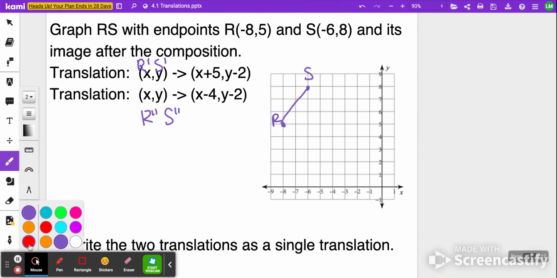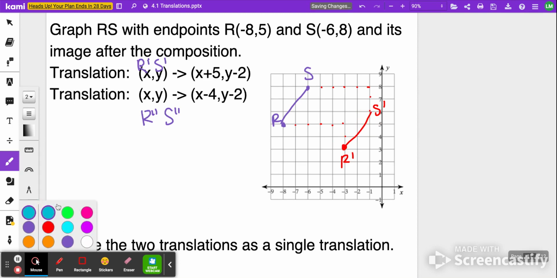Now let's go ahead and do our first translation. x plus 5, y minus 2 means I'm going to go right 5: 1, 2, 3, 4, 5, down 2. Here's my R prime. S prime would be to the right 5: 1, 2, 3, 4, 5, down 2. S prime is now here. So I've got (-1, 6) for S prime, and for R prime I have (-3, 3), and I'm going to connect those points.